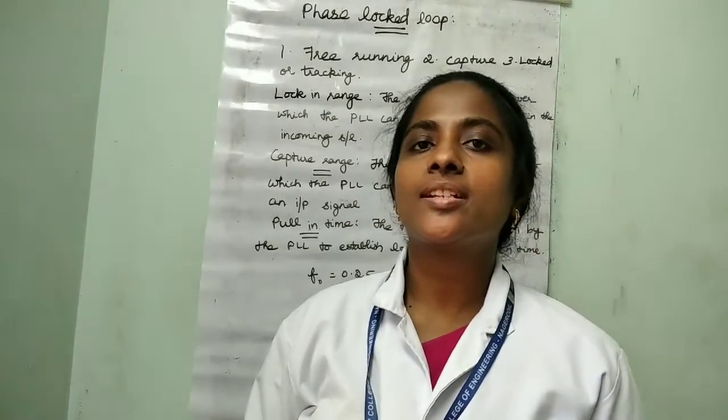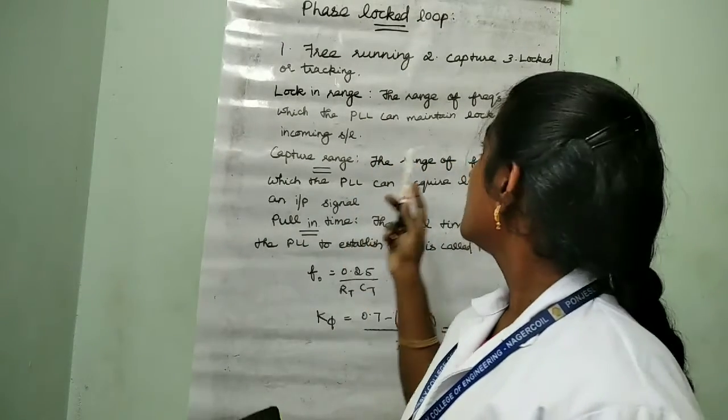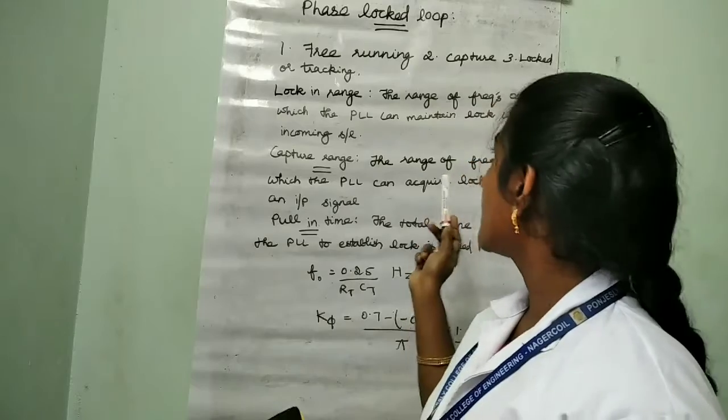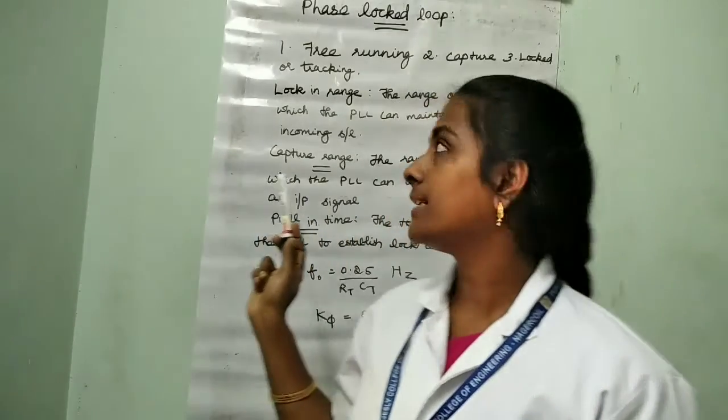Today I am going to teach about the remaining part of the PLL, that is phase locked loop. In PLL we have three main stages, that is free running stage, capture stage, locked or tracking stage. Now we can see some important terms.